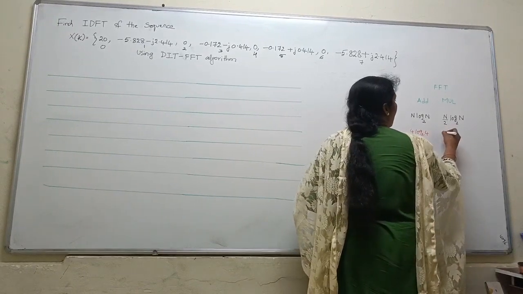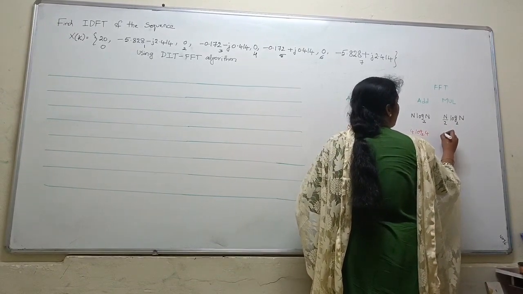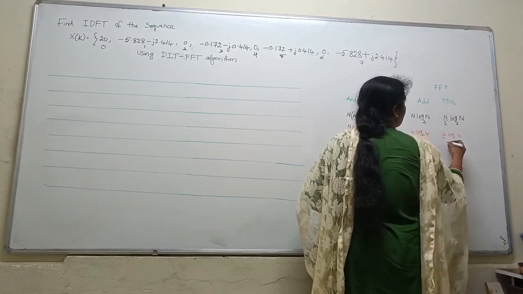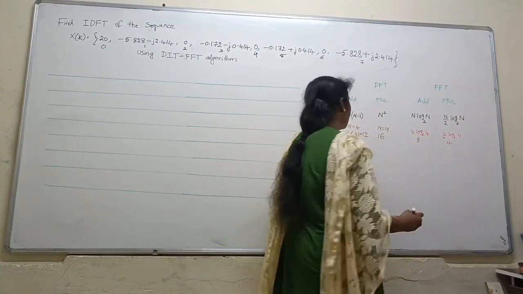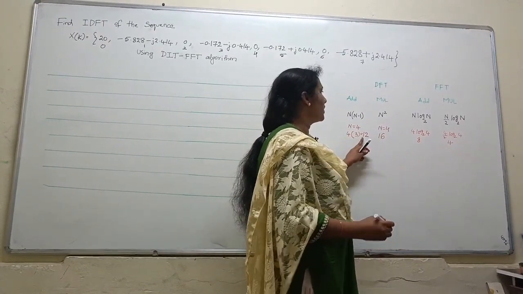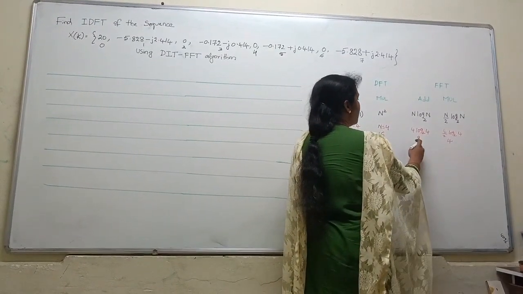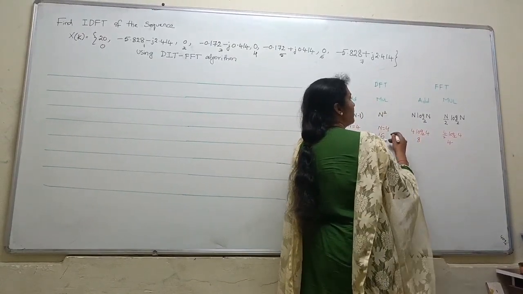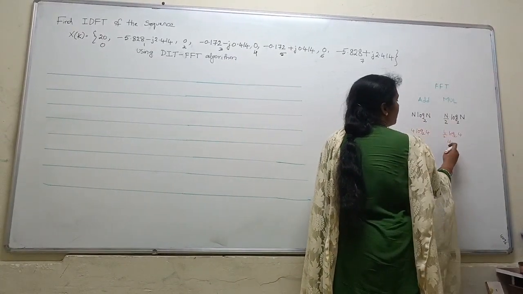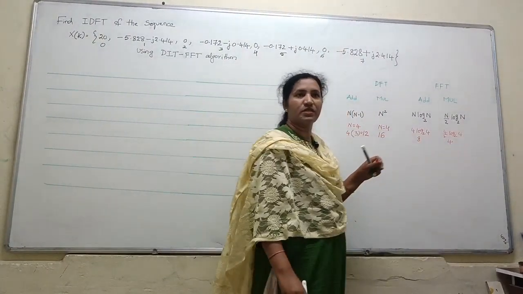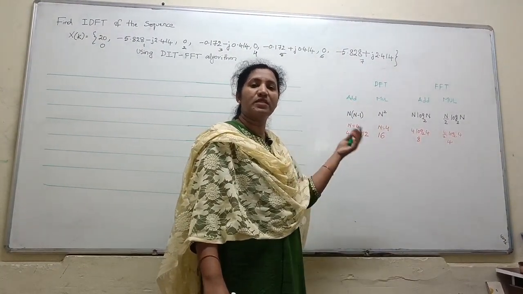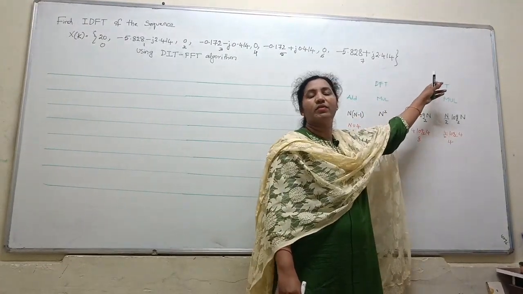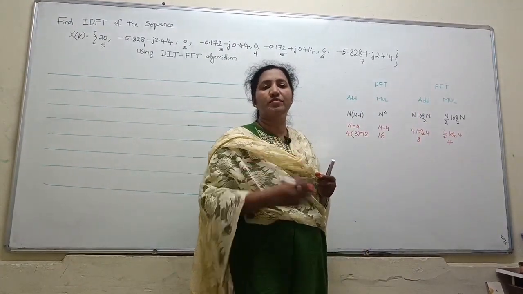And here 4 by 2 log 2 4, so the multiplications required is 4. See, your 12 additions have been reduced to 8, and the multiplications required in DFT is 16. By using FFT, you can reduce it to only 4 multiplications. So which one is the best method to perform the DFT operation? The fast Fourier transform method is the best one, which will reduce the computations.